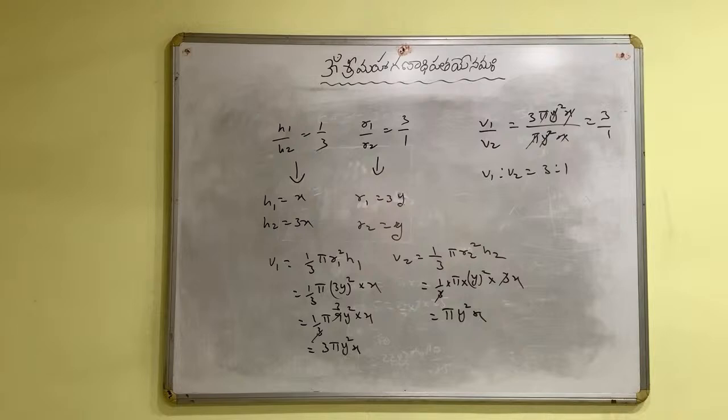A cylinder and a cone have equal radii of their bases and equal heights. If the curved surface areas are in the ratio 8:5, show that the ratio of their radius and height is 3:4.